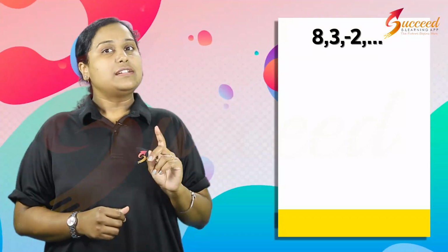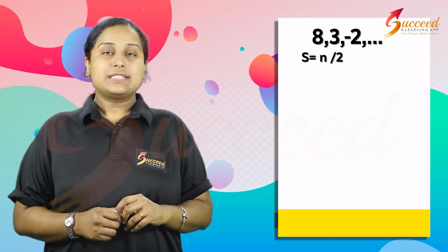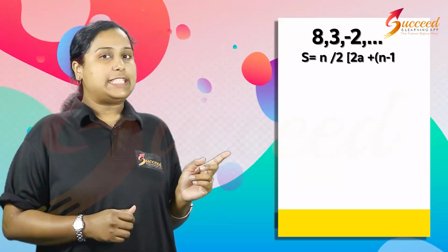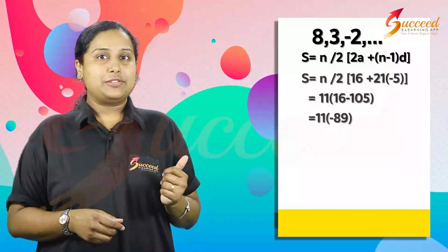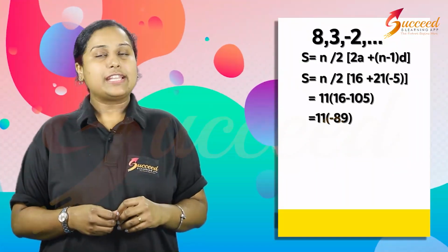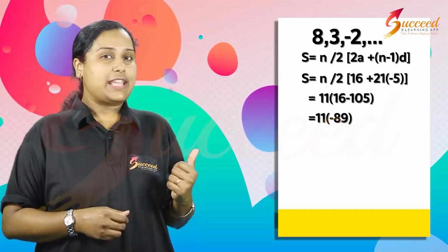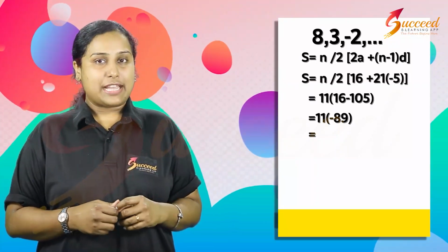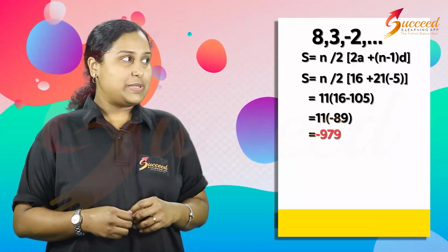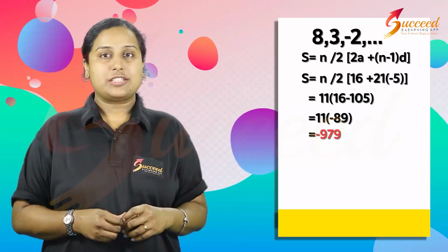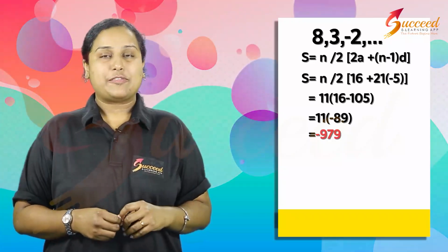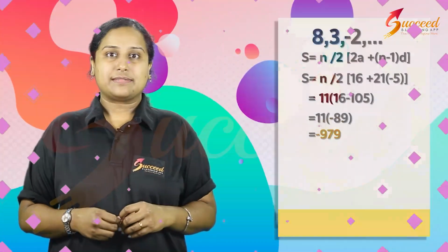So use this in the summation equation, that is Sn equal to 2a plus n minus 1 into d. Substitute the values to find the final answer. By substituting the values in this particular equation, we get the final answer as Sn equal to minus 979. That means the sum of first 22 numbers of this arithmetic progression is minus 979. This is the final answer.